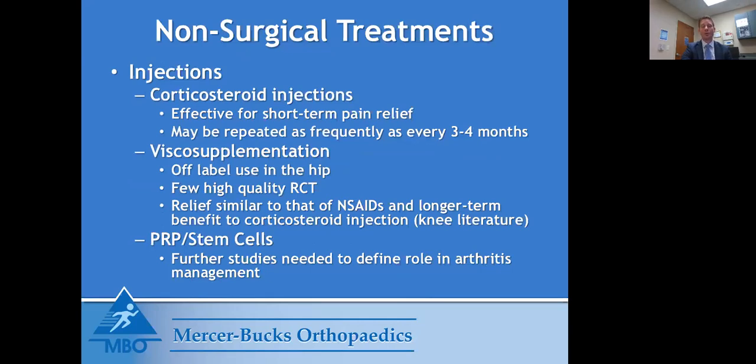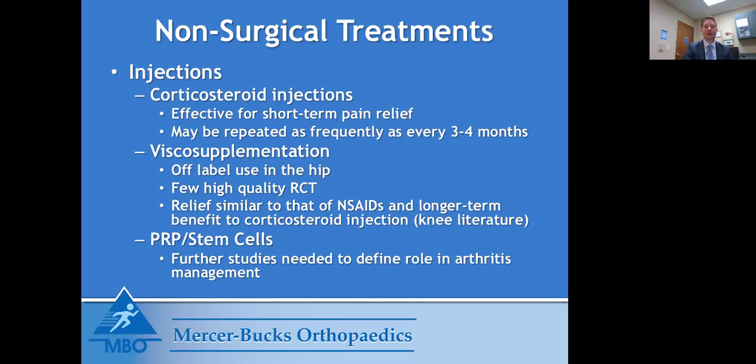As we move on from oral medications, there are some injectable medications that we can use to help decrease the pain associated with hip arthritis, and sometimes even help better identify potential sources in patients that have overlapping symptoms. So corticosteroid injections or cortisone shots are the most common types of injections that we use for hip arthritis. These are generally done with image guidance, such as an ultrasound or an X-ray, to ensure accurate placement of the medication. They can be effective for short-term pain relief and may be repeated as frequently as every 3 to 4 months.